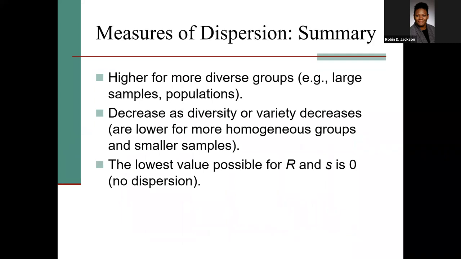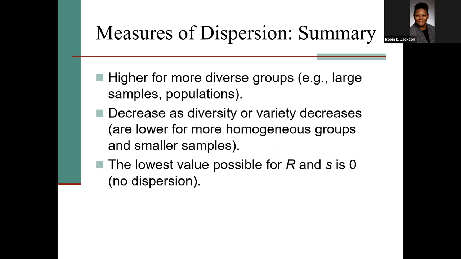Okay, so this is just basically a summary, if you will. It's summing up some of the main information that I've given you throughout this particular lecture. If you have a range, or an interquartile range score, or a standard deviation score, the higher it is, the more diverse your sample or your population is going to be. And that typically is going to be the case when you have larger samples and larger populations. The more people you have, the more diversity you're going to have.